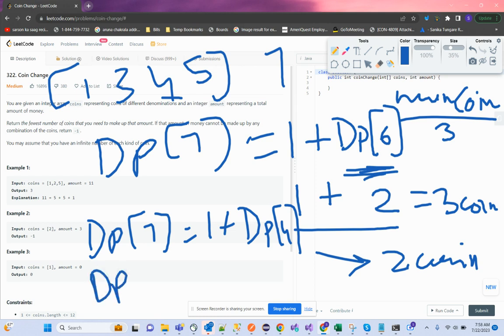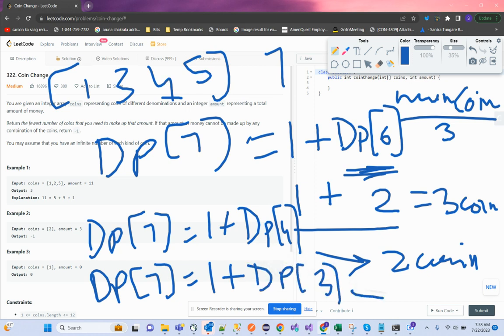Another solution is DP of 7. Again, you can take one coin of DP of 3 and one coin of DP of 4. So again, one solution, 2 coins needed, right? If you see, you can take one coin of this and one coin of this, right? So 2 coins needed and you get the solution, 2 coins.